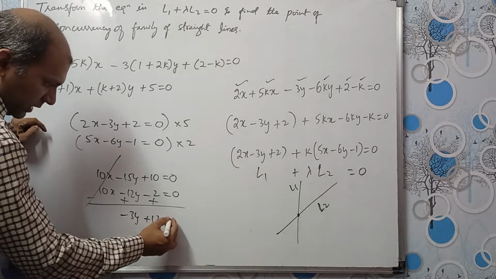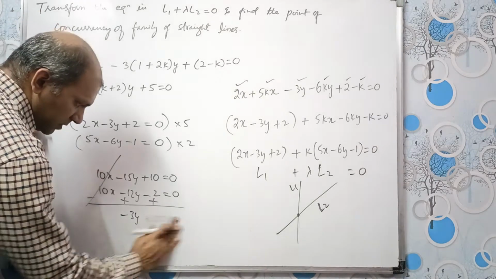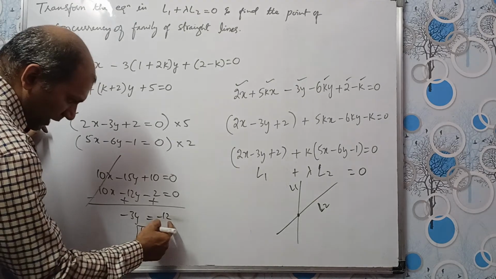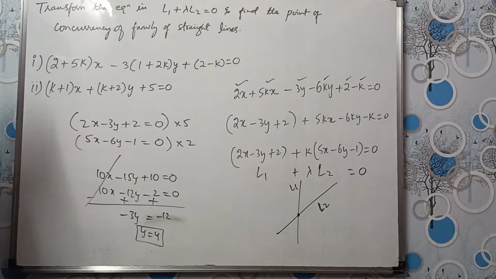Minus 3y plus 12 is equal to 0. 12 goes on the other side, becomes minus 12, right? So this will be minus 12. So y will be equal to 4. Minus 12 divided by minus 3 will be equal to plus 4.